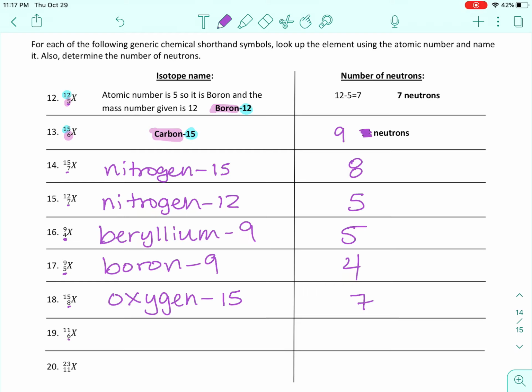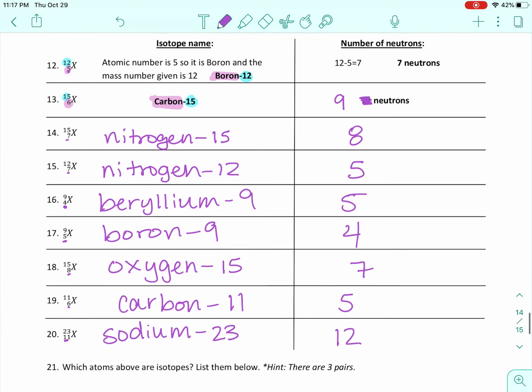Number 19, the atomic number is 6. So that's going to be carbon. That's going to be carbon 11. 11 minus 6 is 5 neutrons. And our last one, the atomic number of 11 is sodium. So this is sodium 23. And 23 minus 11 is 12 neutrons.